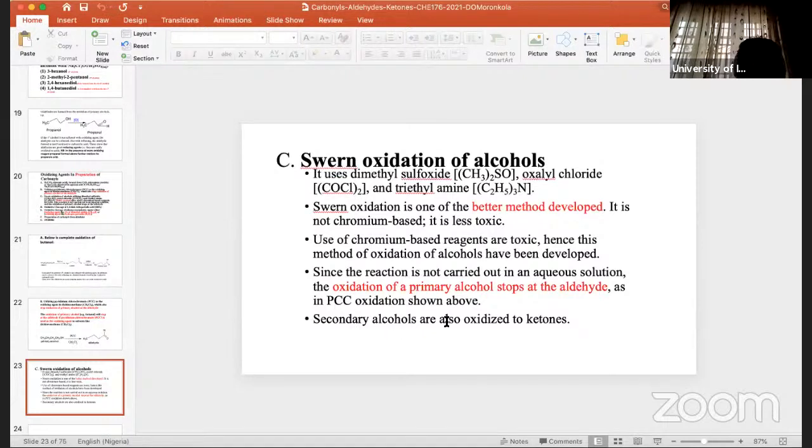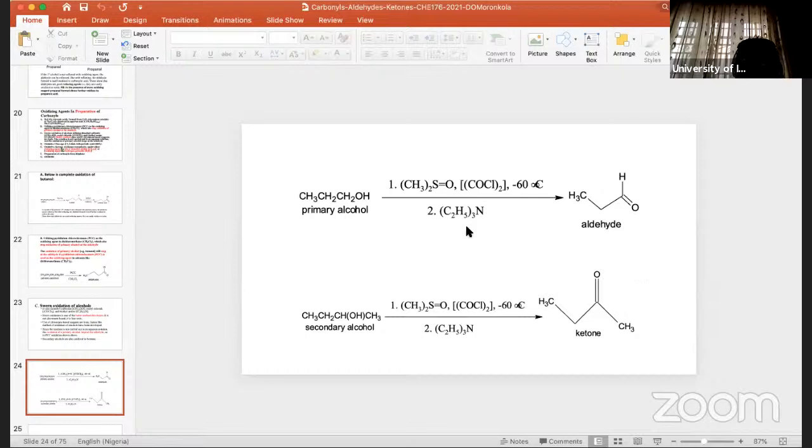Then, still good enough, utilization of the Swern oxidation on secondary alcohols gets your ketone prepared. So these are vivid examples of what we are talking about. Here you have your propanol, which is our primary alcohol, undergoing the Swern oxidation with those three reagents and giving us our propanal, which is our aldehyde. Even when you have a secondary alcohol, you have the corresponding ketone. Over here, you have butan-2-ol, the secondary alcohol, producing your butanone. So we have it there.